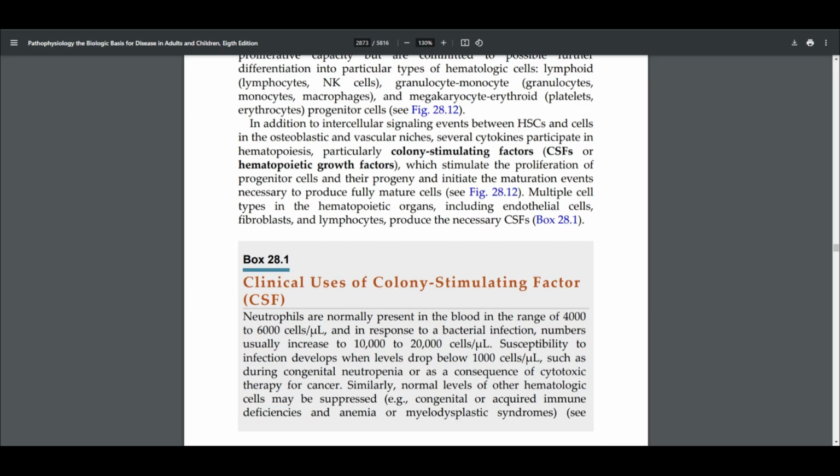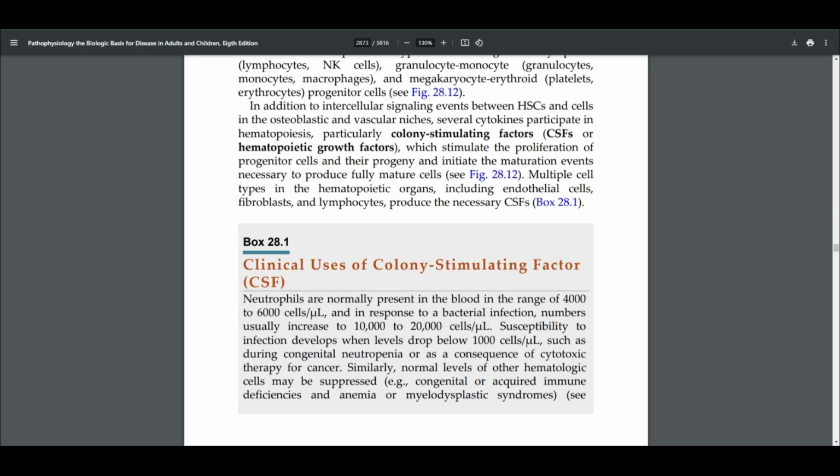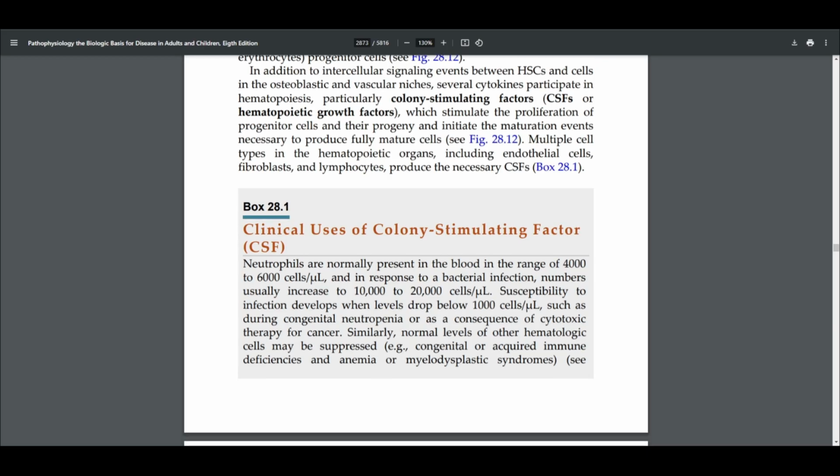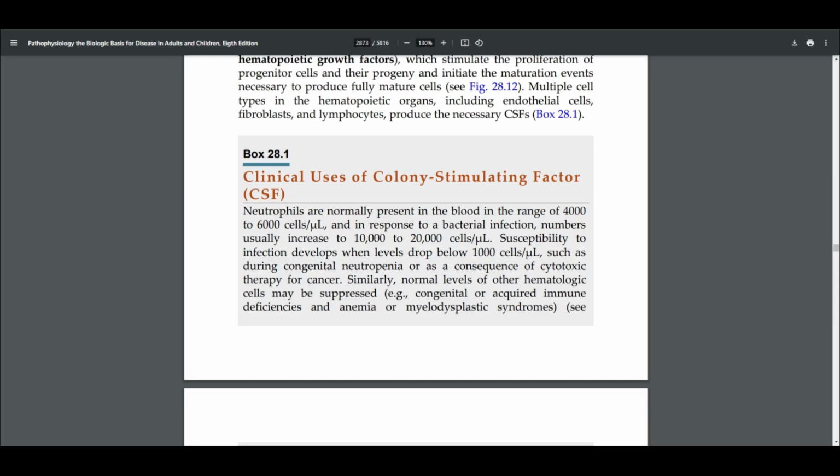In addition to intercellular signaling events between HSCs and cells in the osteoblastic and vascular niches, several cytokines participate in hematopoiesis, particularly colony-stimulating factors, which stimulate the proliferation of progenitor cells and their progeny and initiate the maturation events necessary to produce fully mature cells. Multiple cell types in the hematopoietic organs, including endothelial cells, fibroblasts, and lymphocytes, produce the necessary CSF.